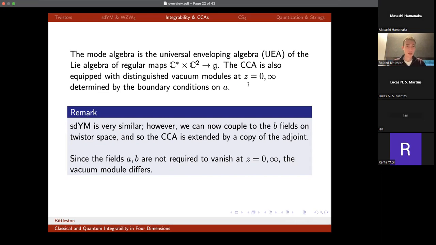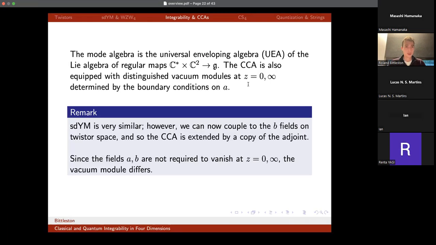A vertex algebra actually has more information. It's not simply just the UEA of a Lie algebra, even in the simple case where it's linear, I should say. It also comes equipped with distinguished vacuum modules living at z equals 0 and at infinity, and those are determined by the boundary conditions on A. I'm not going to say too much about those, but they're important. It's important that this has more structure than just a Lie algebra.